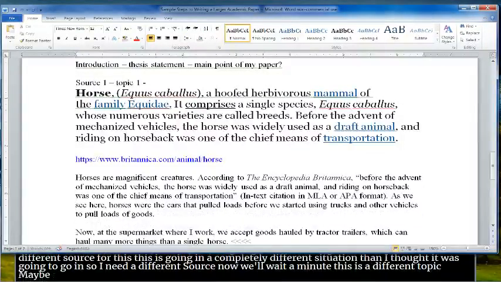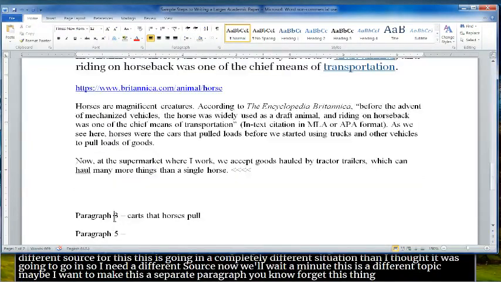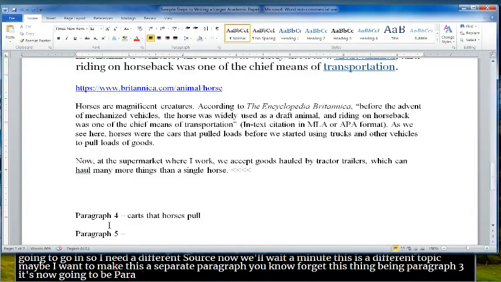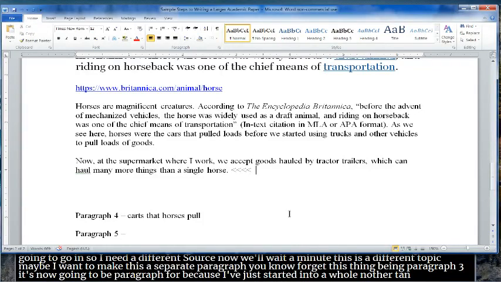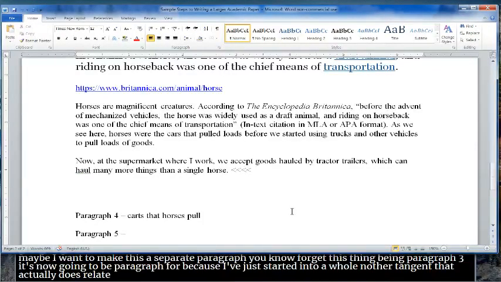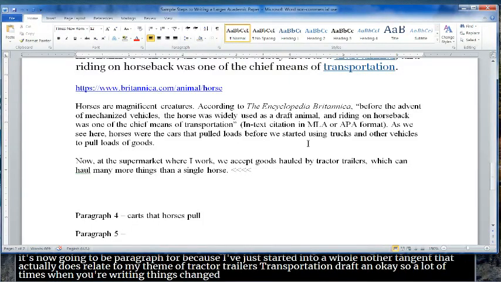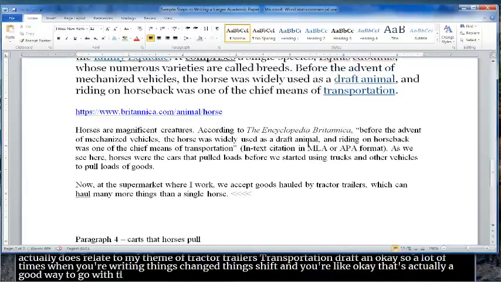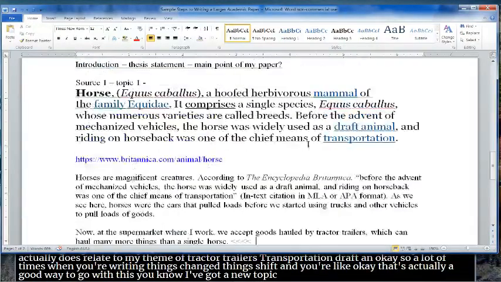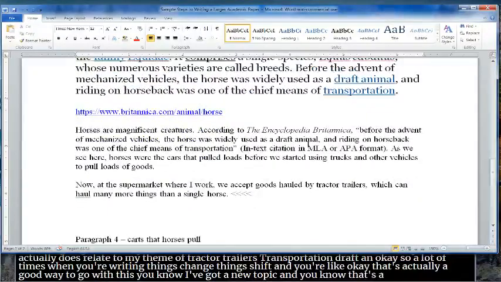Maybe I want to make this a separate paragraph. You know, forget this being paragraph 3. It's now going to be paragraph 4, because I've just started into a whole other tangent that actually does relate to my theme of tractor trailers, transportation, draft animals. Okay? So a lot of times when you're writing, things change, things shift, and you're like, okay, that's actually a good way to go with this. You know, I've got a new topic. And that's a good thing. That's a really good thing.